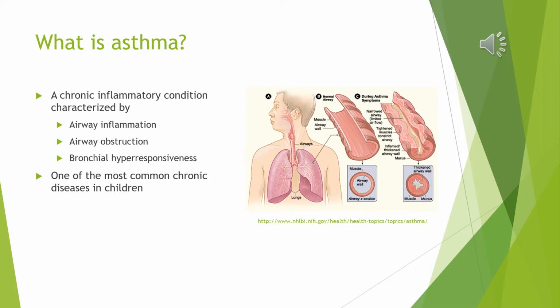In this figure on the right, you can see a normal airway in contrast to an airway during asthma symptoms. There is excess mucus production causing mucus plugging. There is thickening of the airway in both the basement membrane and the smooth muscle, and there is also airway constriction.